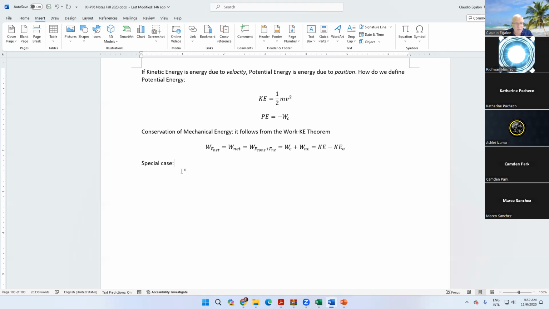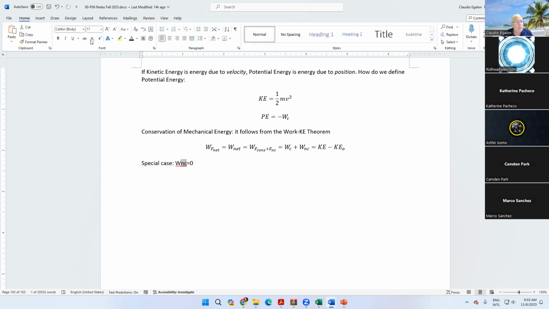Special case. What's the special case? Work of non-conservative forces equal to 0. Oftentimes we see something like that. Work done by non-conservative force is equal to 0. So now that we have this special case, I can rewrite my equation as the work of the conservative force is going to be equal to the difference in kinetic energy. Final kinetic energy minus initial kinetic energy.